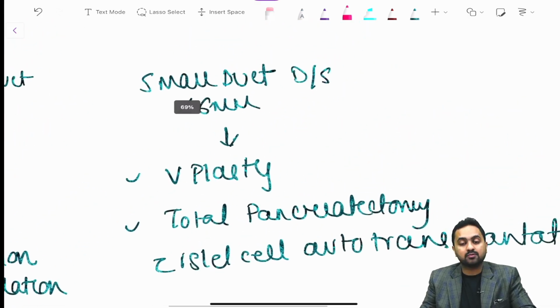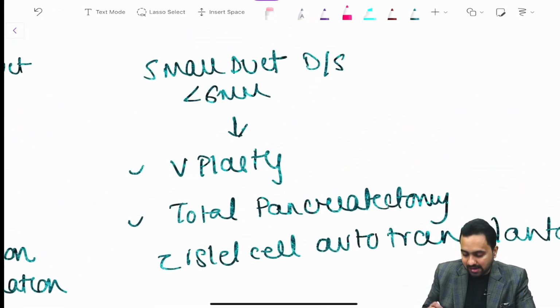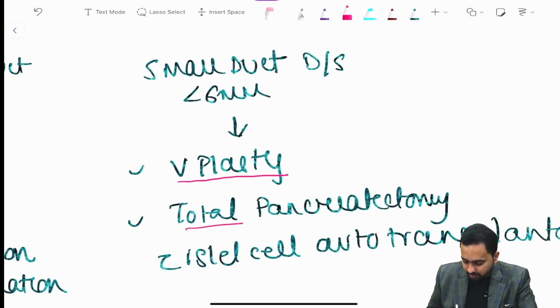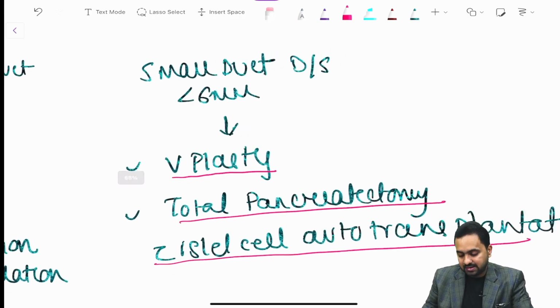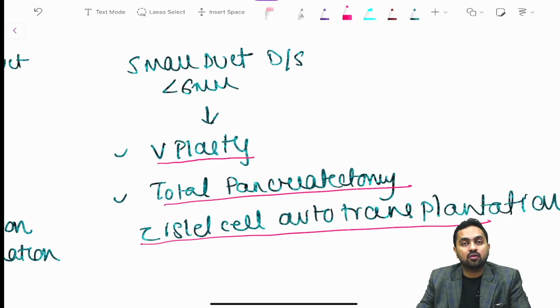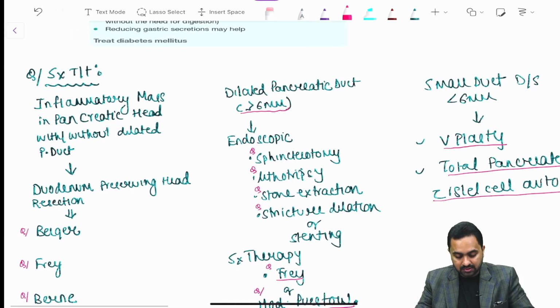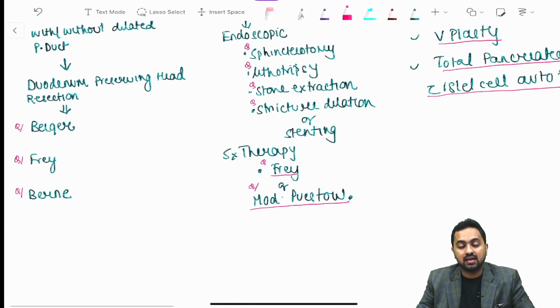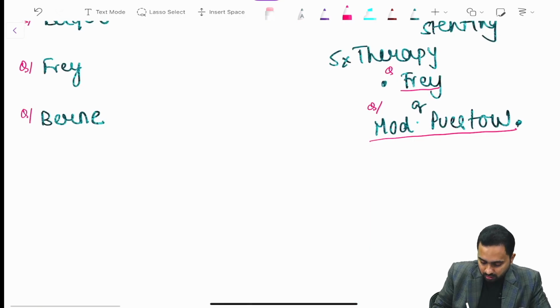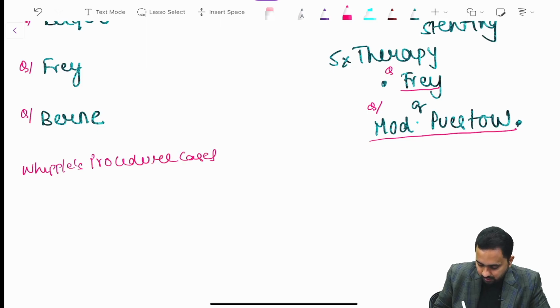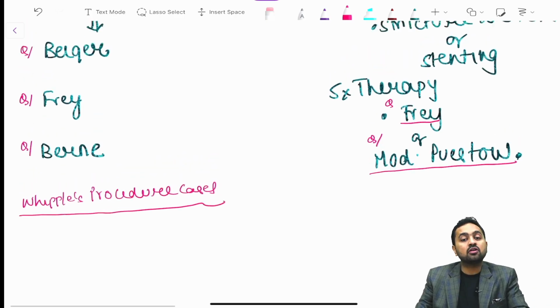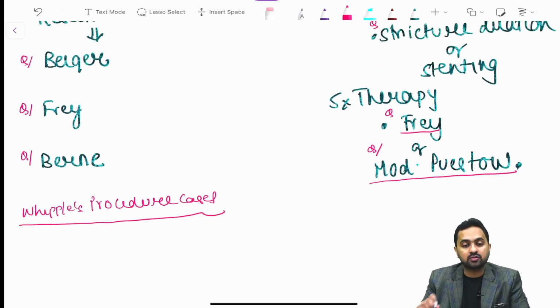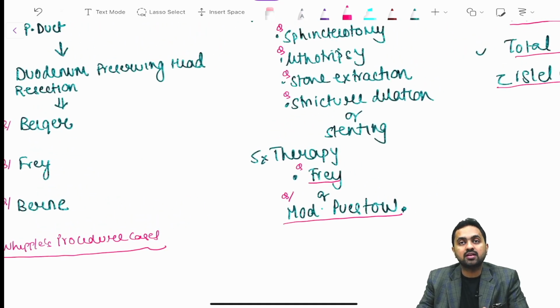Now if there is small duct disease which is less than 6 mm, then we need to do a V-plasty or a total pancreatectomy with islet cell autotransplantation. Now in cases of inflammatory mass in the pancreatic head, you may also need to do a Whipple's procedure in some cases. So even if you do not go into the depth of what surgery is what, at least remember the surgery names. So this is all about chronic pancreatitis.